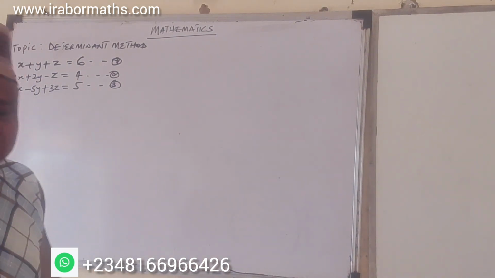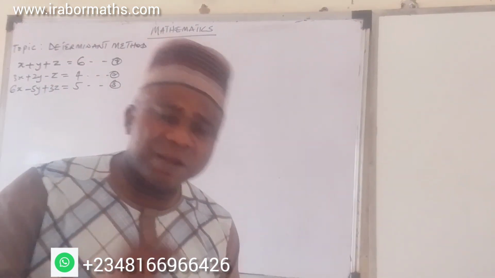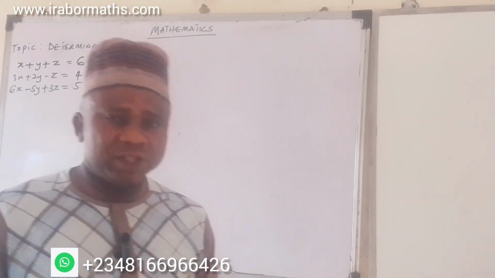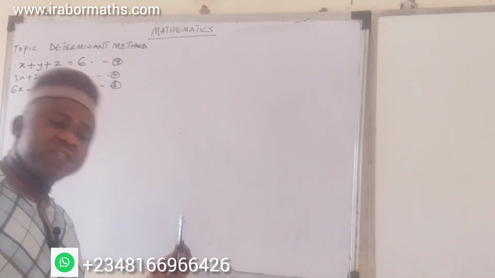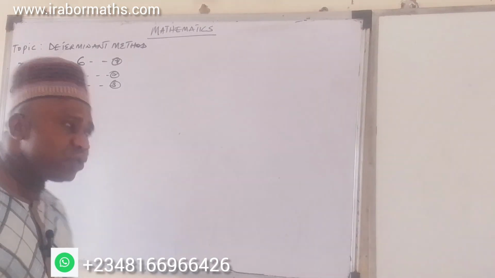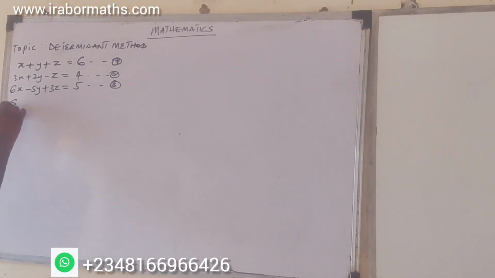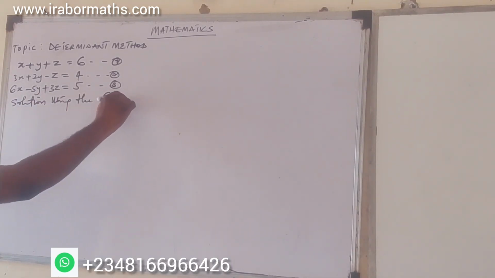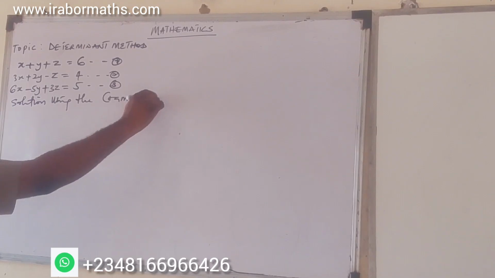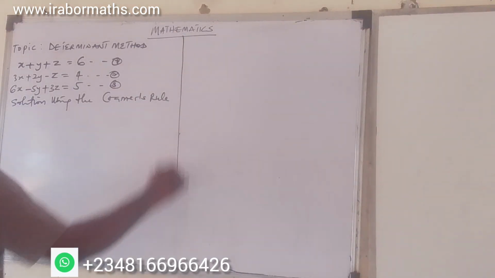Remember I said that the determinant method and Cramer's rule are the same thing. So if you're asked to use the determinant method or to use Cramer's rule, this is the method we want to use. Solution, using Cramer's rule.